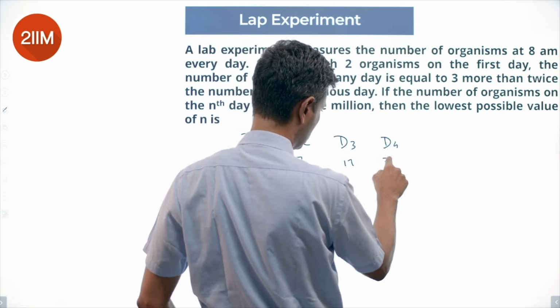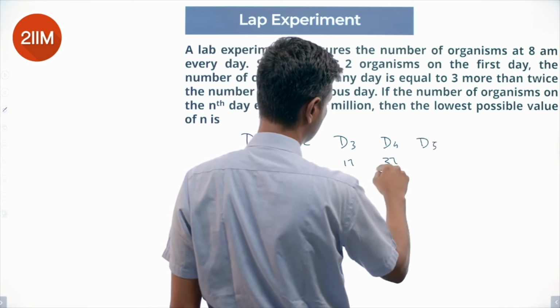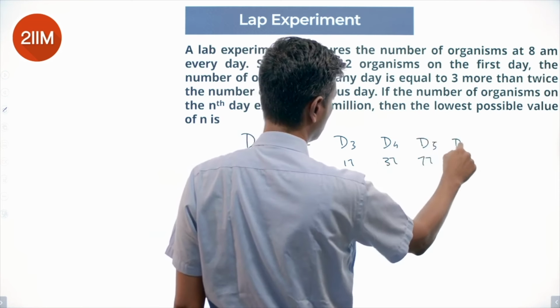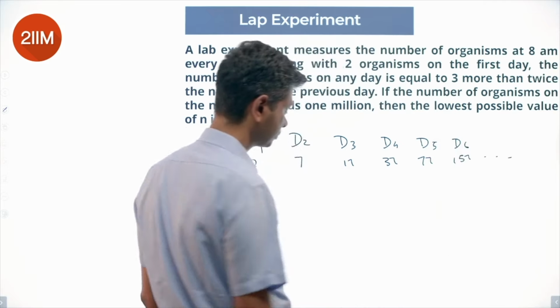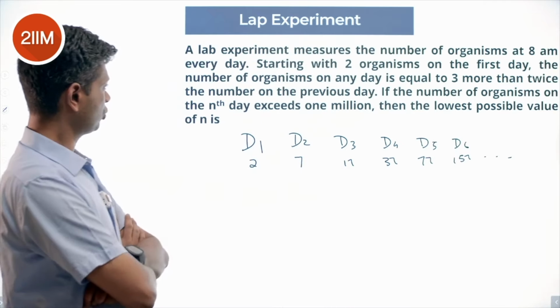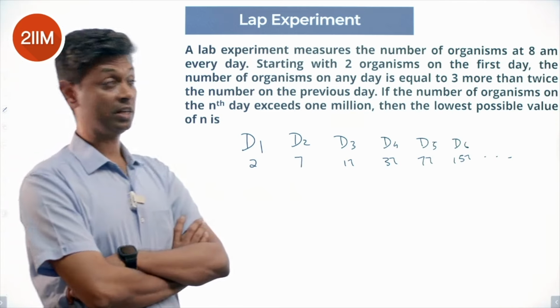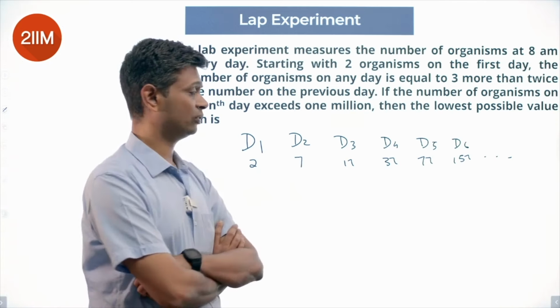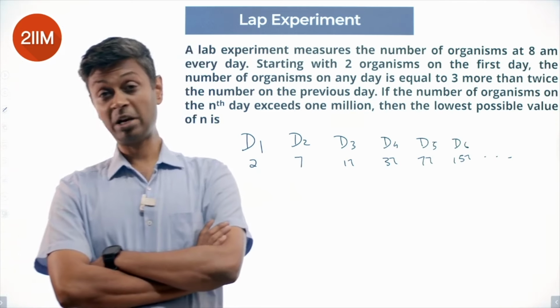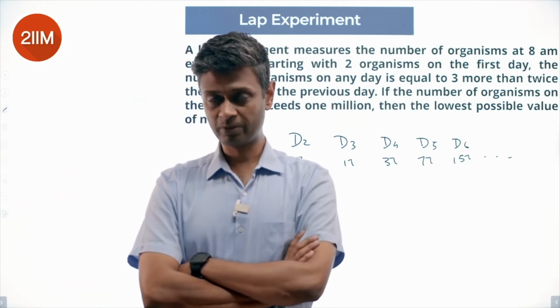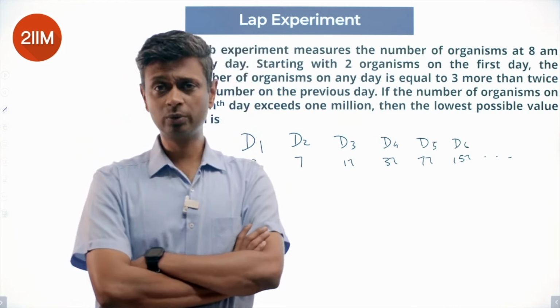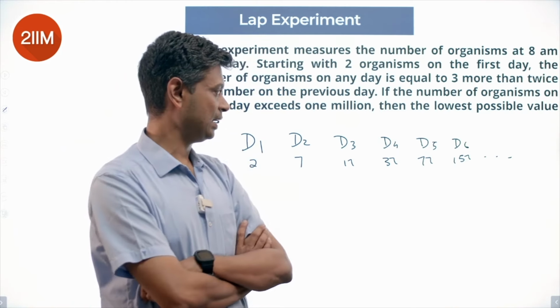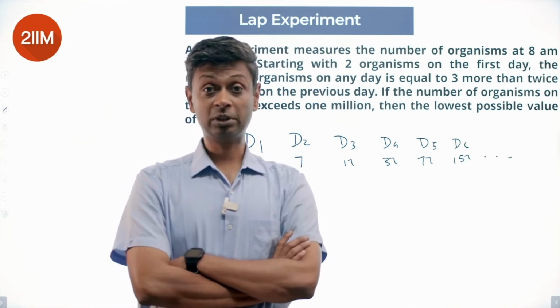D4 is 37. D5 is 77. D6 is 157, and so on. The number of organisms on the nth day exceeds 1 million. What is the lowest possible value of n? A pain in the neck question, and properly so, because this is not an AP or a GP, this is an exponential sequence. So a_n is 2 times a_(n-1) plus 3.